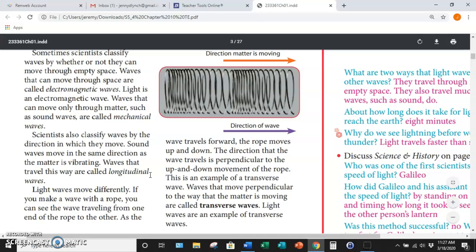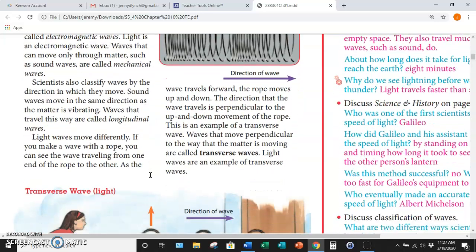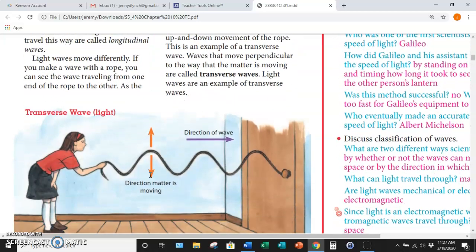Light waves move differently. If you make a wave with a rope, you can see the wave traveling from one end of the rope to the other. As the wave travels forward, the rope moves up and down. The direction that the wave travels is perpendicular to the up and down movement of the rope. This is an example of a transverse wave. Waves that move perpendicular to the way that the matter is moving are called transverse waves. Light waves are an example of transverse waves.